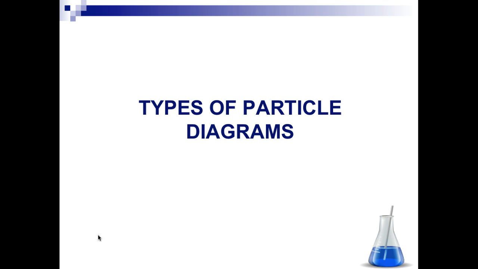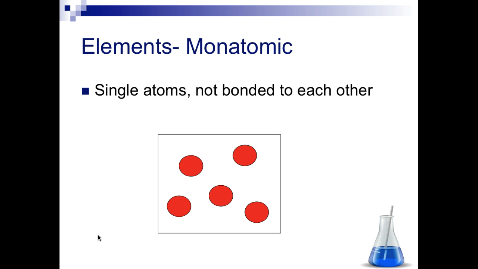So there's different types of particle diagrams. The first type is an element particle diagram, a monatomic. So that's one atom. Mon means one atom. So they're single atoms not bonded to each other. So these red spheres are all individual atoms. Notice how they're not touching each other. And since they're not touching each other, that is representing that they're not bonded to each other.